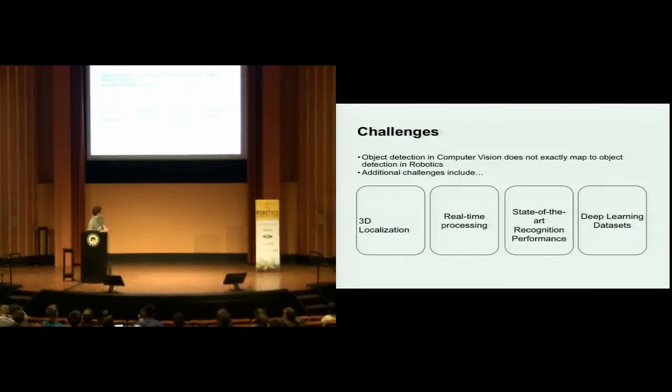There are a few notable differences between object detection in computer vision and robotics. The main two are that localization has to happen in 3 dimensions now instead of 2, or 6 dimensions, I guess. And there's an even greater focus on real-time processing. But the question remains: can we have the same state-of-the-art recognition performance that deep learning researchers have produced in the computer vision community in robotics? And can we do it without the same types of widely distributed data sets?